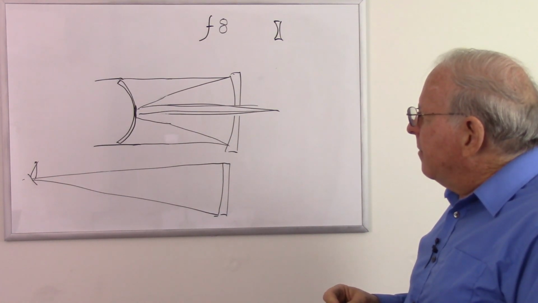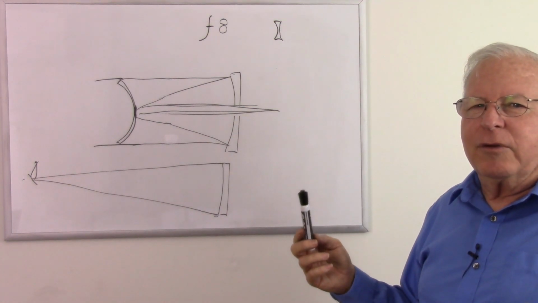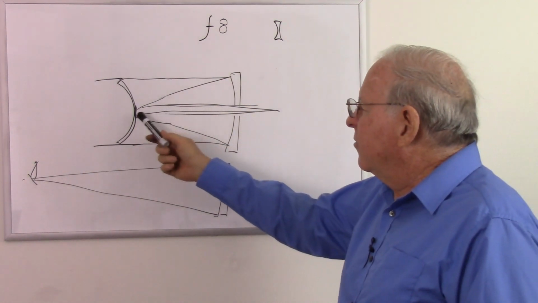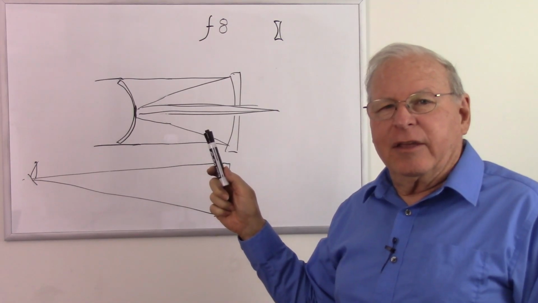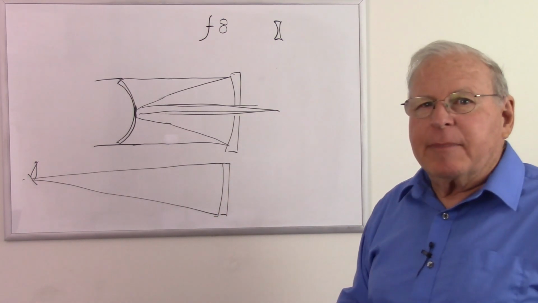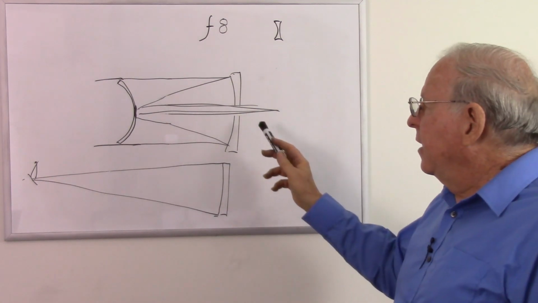Some amateurs will make Maksutovs. I don't think any professional, well, all professional astronomers use the Ritchey-Chrétien now. But anyway, that's the Maksutov. One place where you're likely to see this is on cameras. If you talk about a mirror lens on a camera, that is most likely going to be a Maksutov.